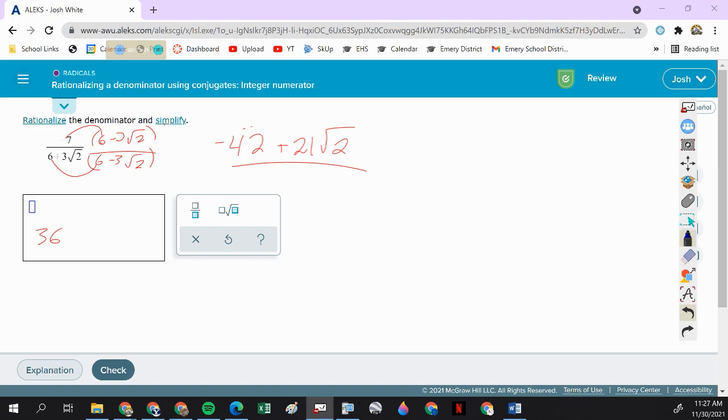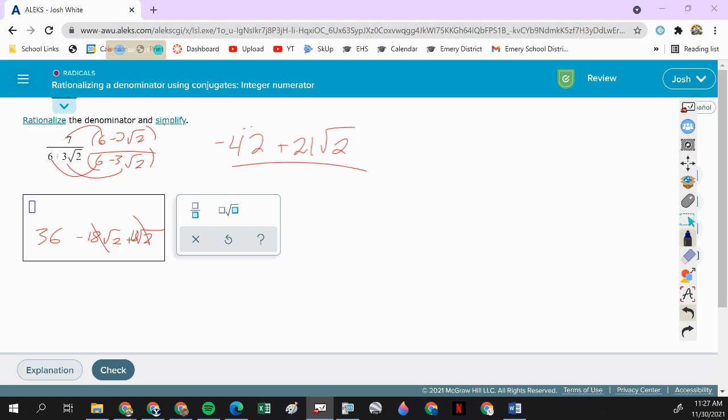And then the next two are going to cancel. So they're going to be negative 18 root 2 and positive 18 root 2. And those cancel. So if you want to skip those, feel free, because you know they will cancel because we're dealing with conjugates. And then the last one is negative 9 times the square root of 2 squared.